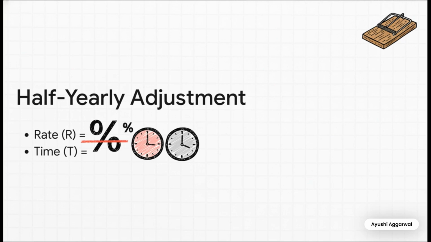The rate is 30% per year, so for a half year, it'll become 30 divided by 2, which is 15%. The time is 1 year, and since there are 2 half years in a year, our new time period becomes 2. Now pay close attention here, because this is the exact trap SSC sets. They give you simple numbers that you must adjust first.